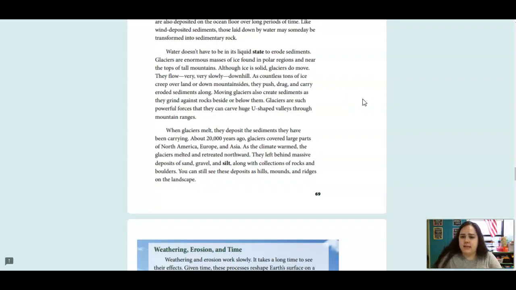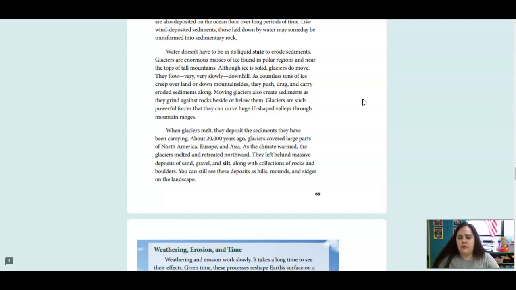Water doesn't have to be in its liquid state to erode sediments. Glaciers are enormous masses of ice found in polar regions and near the top of tall mountains. Although ice is solid, glaciers do move. They flow very, very slowly downhill. As countless tons of ice creep over land or down mountainsides, they push, drag, and carry eroded sediments along. Moving glaciers also create sediments as they grind against rocks beside or below them. Glaciers are such powerful forces that they can carve huge U-shaped valleys through mountain ranges.